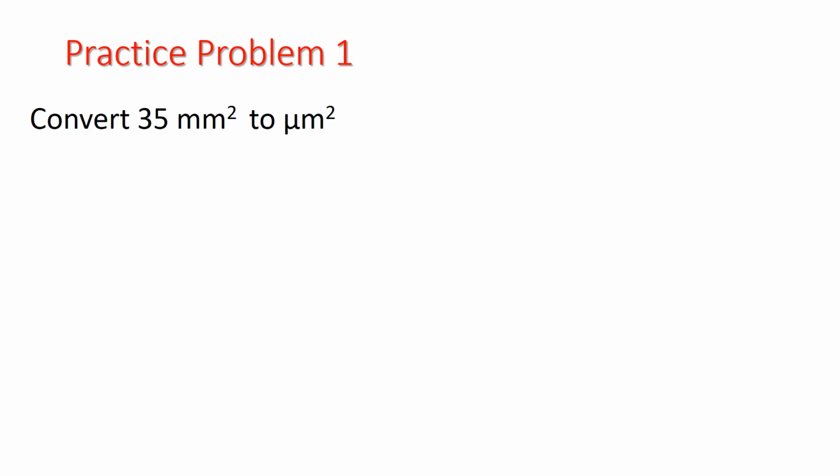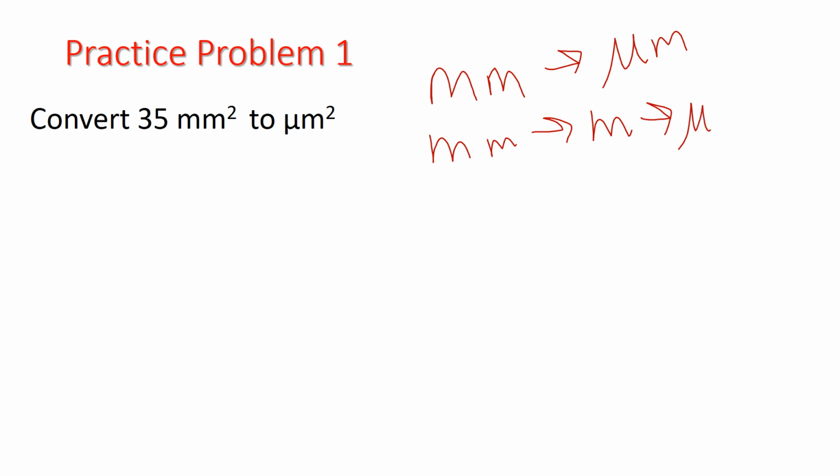We're going to convert 35 millimeters squared to micrometers squared. And in this case I'm going to want to go from millimeter to micrometer. Sometimes the best way to do that is to go from millimeters to meters to micrometers. So at this point in the video, if you feel confident, you can set up your equation, pause, and then come back to me. All right, so I'm going to go from a millimeter to a meter to a micrometer.